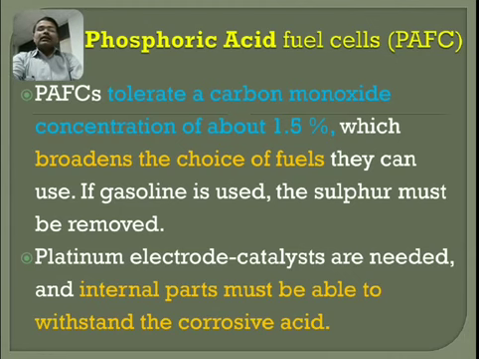And here the platinum electrode is to be used as a catalyst. Mainly it is used, but platinum is costly, so it is actually a drawback. Care should be taken in this type of fuel cell that the internal parts and electrode material should be corrosion free, or should withstand corrosive media, because phosphoric acid is a corrosive liquid, and the electrode material should withstand highly corrosive acid conditions.